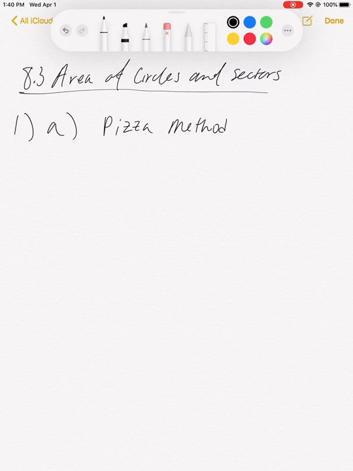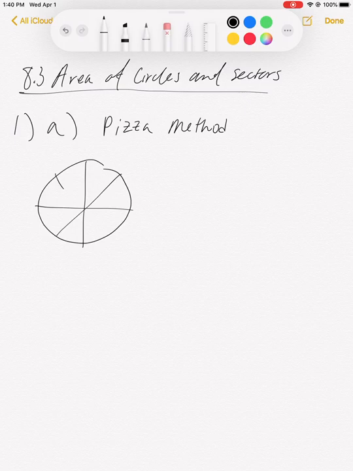Now, the approach to finding the area of a circle is similar to finding the area of other two-dimensional figures. Okay, so we have a circle, and we have to slice it up into parts here. So we have a circle sliced up like a pizza. And we have these 8 slices that we're going to do.